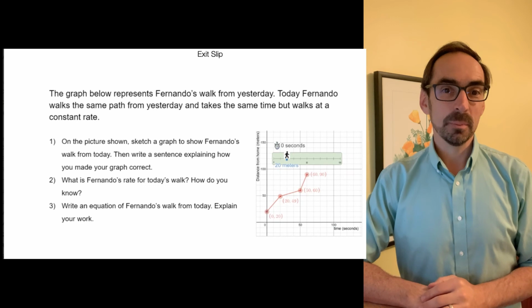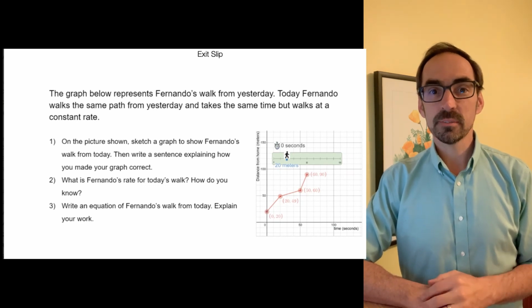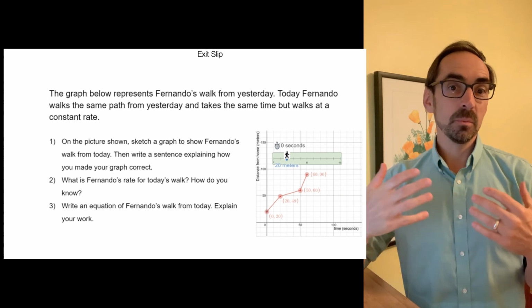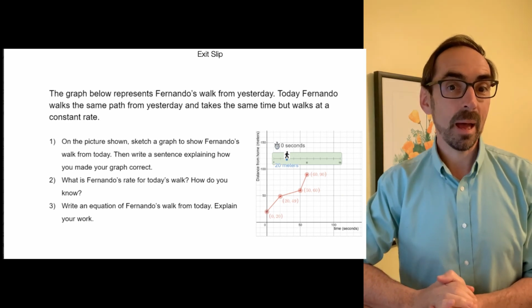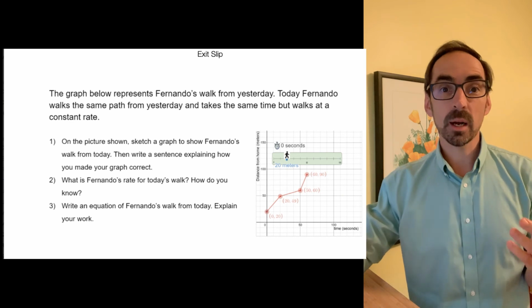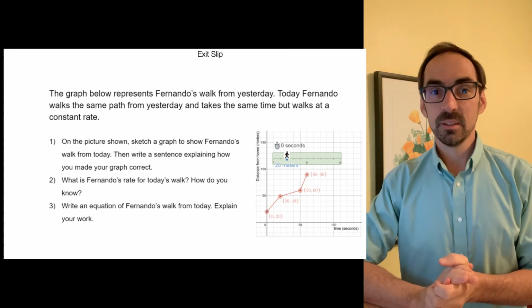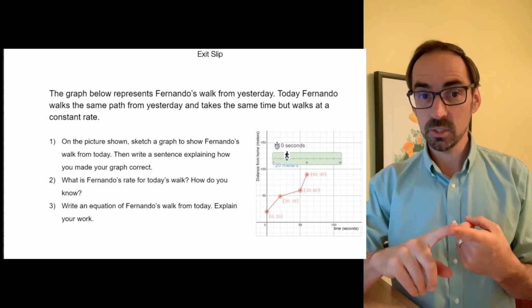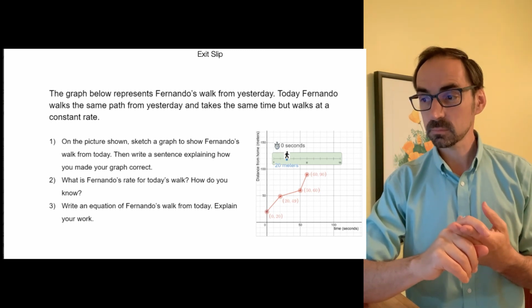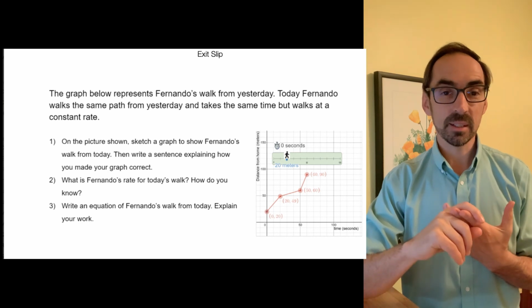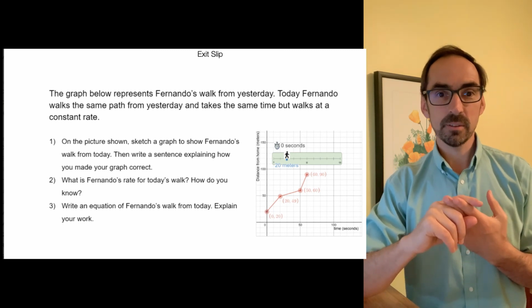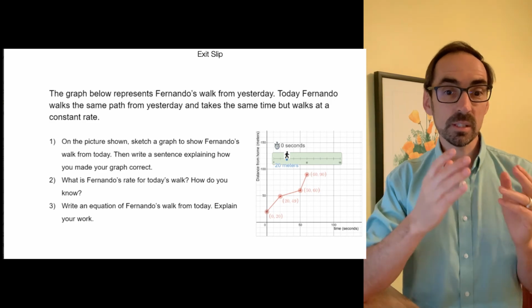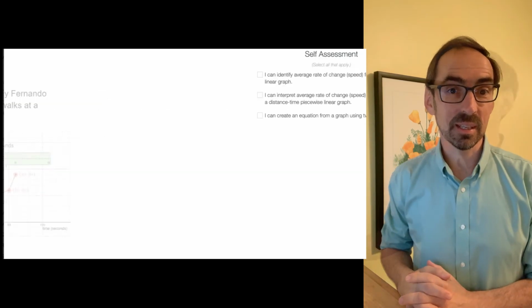Finally, on the exit slip, we're given a graph that shows Fernando, who walks at a non-constant rate one day, and then the students are asked to imagine that the next day he does the same walk, but this time at a constant rate. So they're asked to sketch the graph that would show Fernando moving at a constant rate of change, and then to calculate the rate of change of Fernando, the average rate of change, and finally to write that as an equation. So this exit slip mirrors the parts of today's lesson.